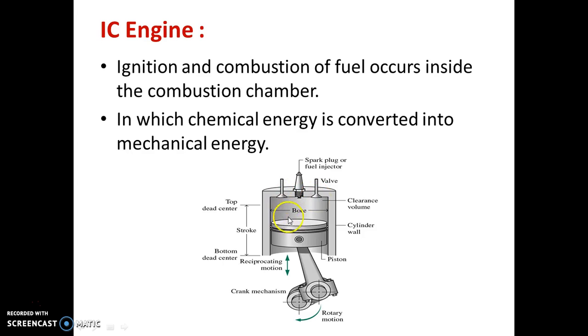So in this case, the chemical energy of the fuel is first converted into thermal energy, that is in the form of heat energy, which causes reciprocating action of the piston, and then this reciprocating motion is converted into rotary motion of the crankshaft. So in this way, the chemical energy of the fuel is converted into mechanical energy.